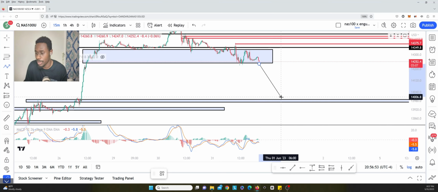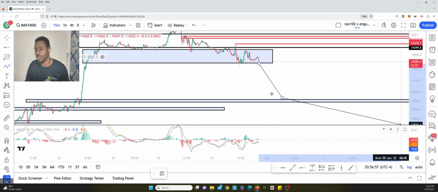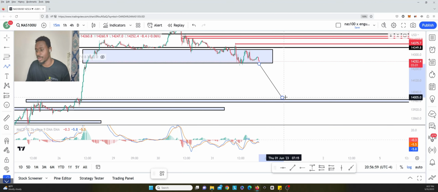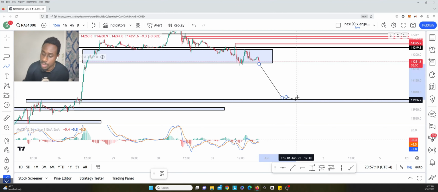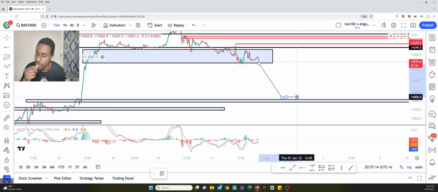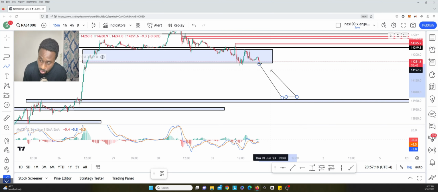So let's see. Let's draw a path down to this zone. Ooh, no, that's enough. So basically, that's like a 300 pip move. I'll hit it tomorrow. So we're going to take a trade off of this zone, take it to the downside.